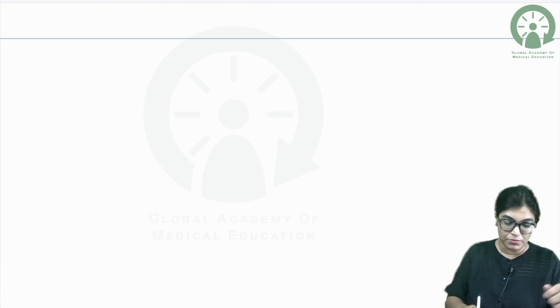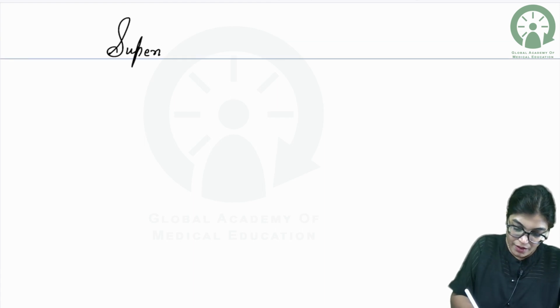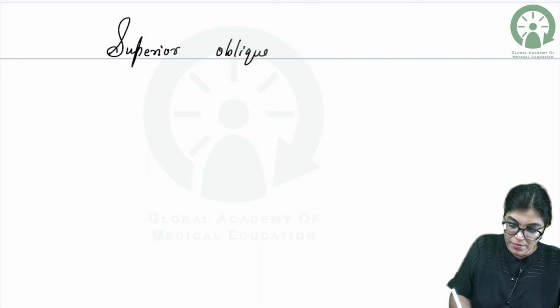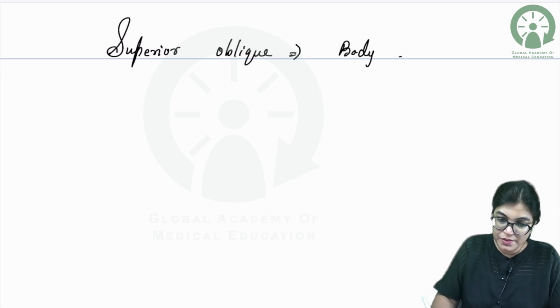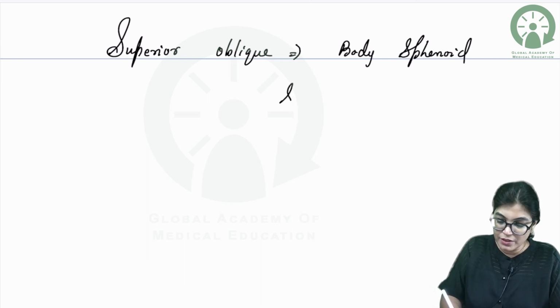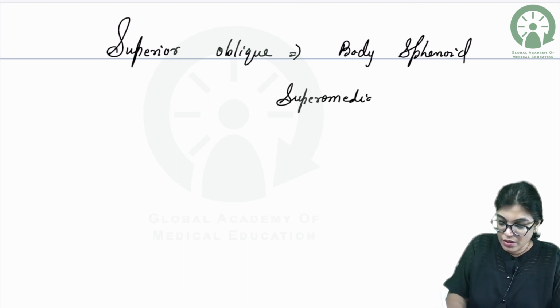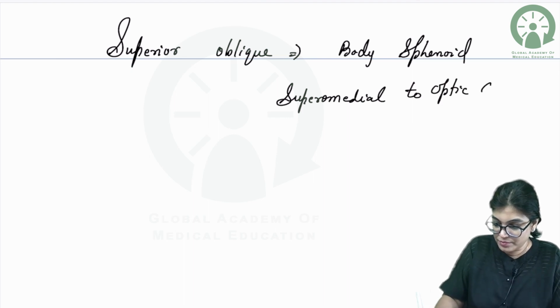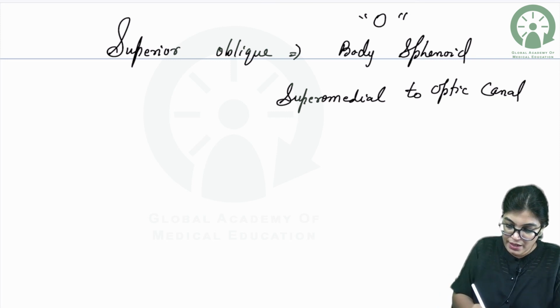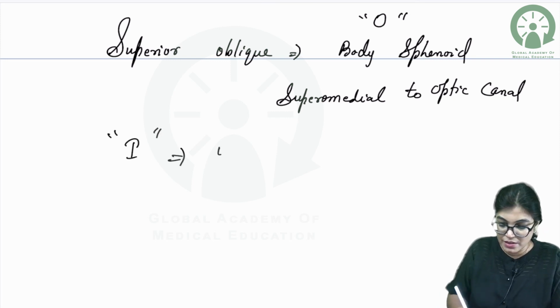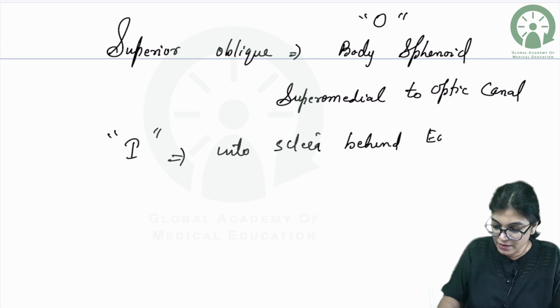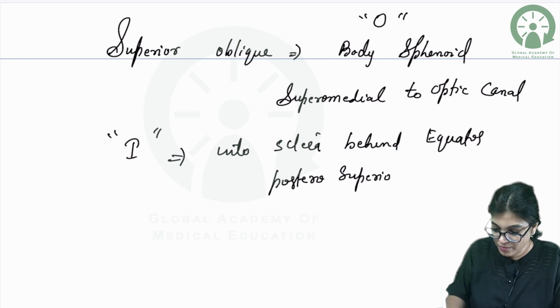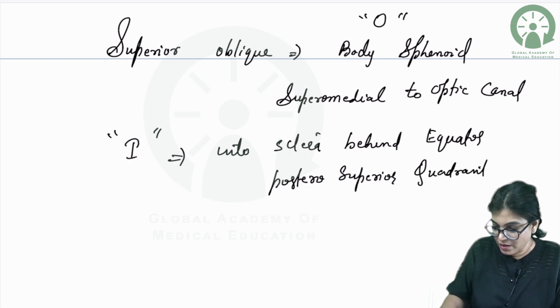So let's talk about the second muscle, the superior oblique muscle. The superior oblique muscle originates from the body of the sphenoid, just superomedial to the optic canal. That is the origin, O for origin. If I talk about insertion, it inserts into the sclera behind the equator, in the posterior superior quadrant of the eyeball. Got it?